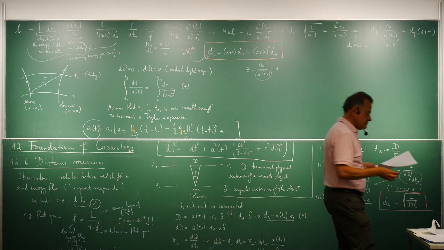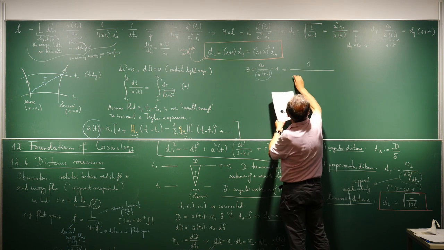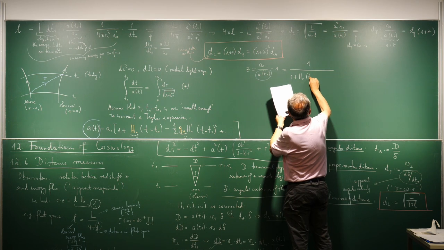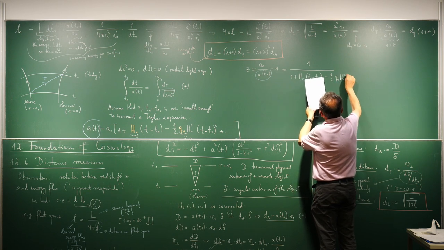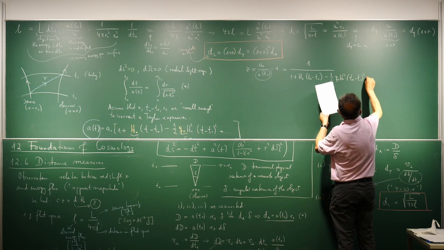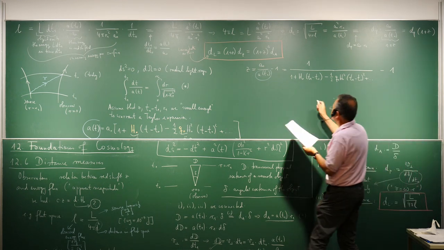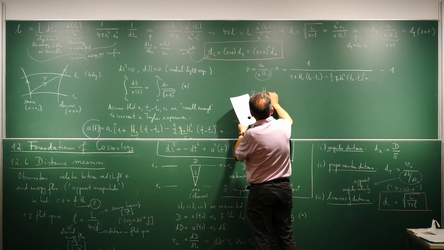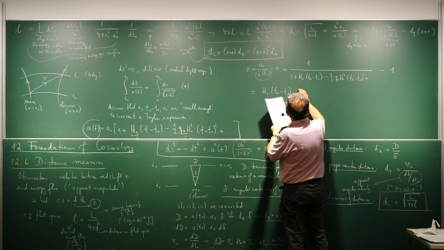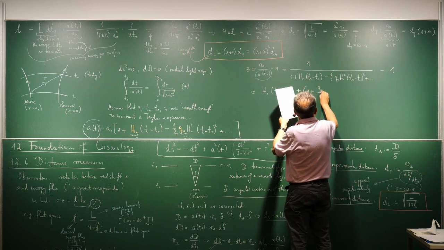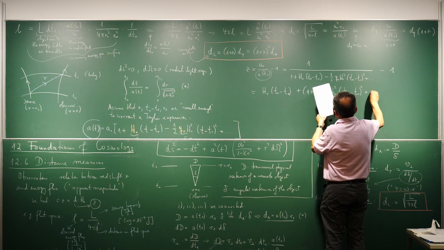And use again expansion in terms of small quantities. So this is 1 over 1 plus H naught (t1 minus t naught) minus 1 half Q naught H naught squared (t1 minus t naught) squared and so on, minus 1. And of course it's a geometric series, so you can write this approximately as H naught (t naught minus t1). I have just written that in the opposite way, plus (1 plus Q naught over 2) H naught squared (t naught minus t1) squared and so on.